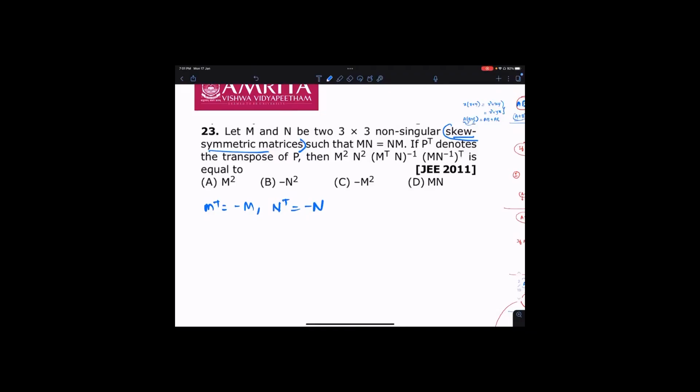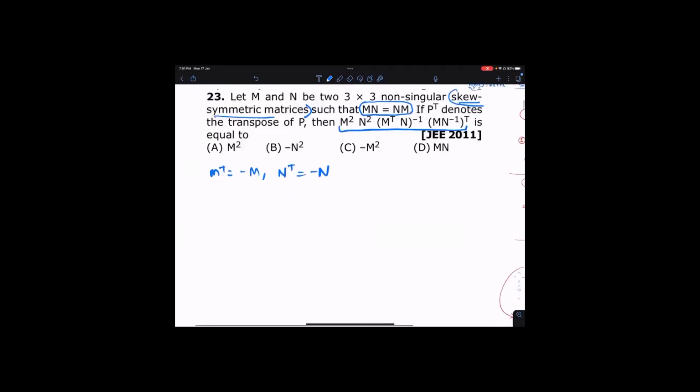Then something is equal to this, you have to simplify. But see here, guys, they have given MN equals NM. That means you can treat these matrices like polynomials directly. So how will it work? M square, N square. What is M transpose? Minus M. Why minus M? Because it is skew symmetric. They have only given N whole inverse. And this is M, N inverse.